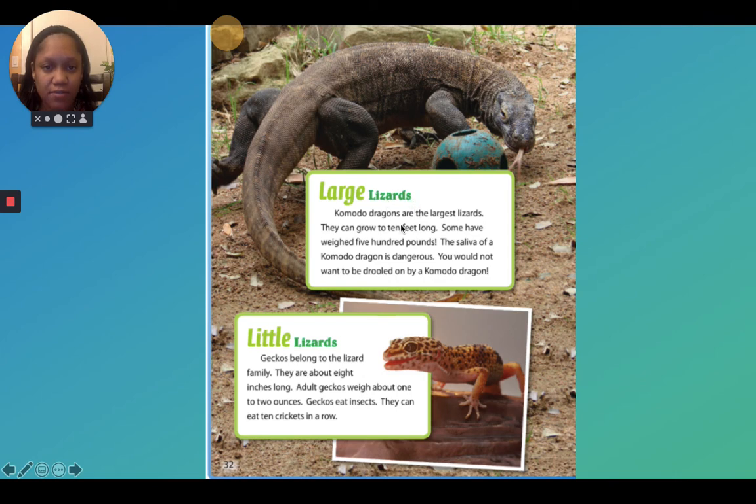Large lizards. Komodo dragons are the largest lizards. They can grow to 10 feet long. Some have weighed 500 pounds. The saliva of a Komodo dragon is dangerous. You would not want to be drilled on by a Komodo dragon. Little lizards. Geckos belong to the lizard family. They are about 8 inches long. Adult geckos weigh about 1 to 2 ounces. Geckos eat insects. They can eat 10 crickets in a row.